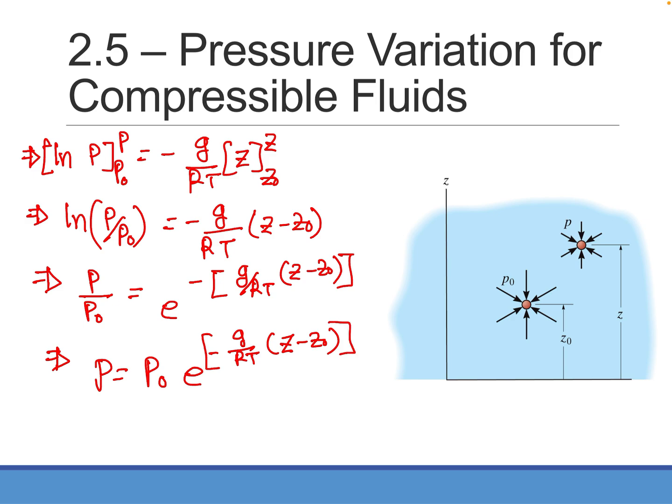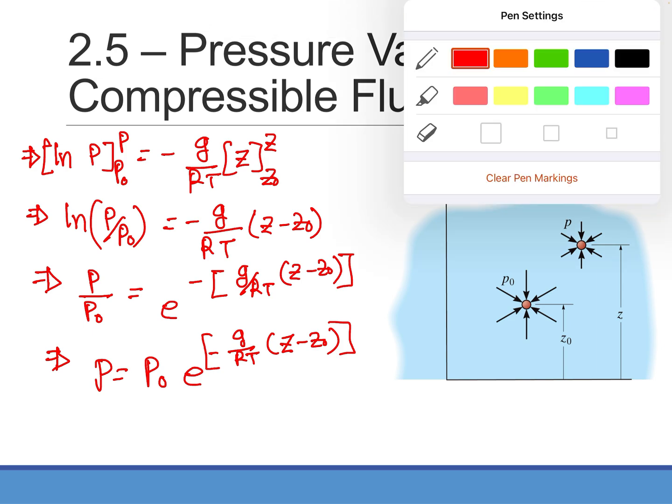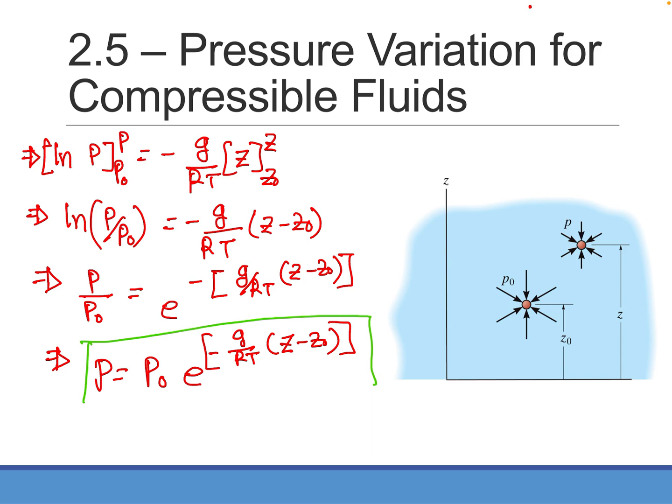Okay, and that is the equation that represents the pressure variation in the vertical direction for the compressible fluid. Now once we know z and z naught, and for what type of gas we are dealing with, that will give us R. We know g. Once we know P naught, we can actually calculate at any place if we know the temperature and pressure, everything at that point.